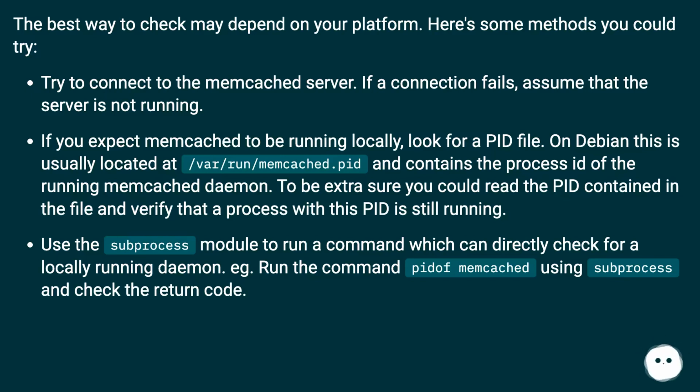To be extra sure you could read the PID contained in the file and verify that a process with this PID is still running. Use the subprocess module to run a command which can directly check for a locally running daemon. E.g. run the command pidof memcached using subprocess and check the return code.